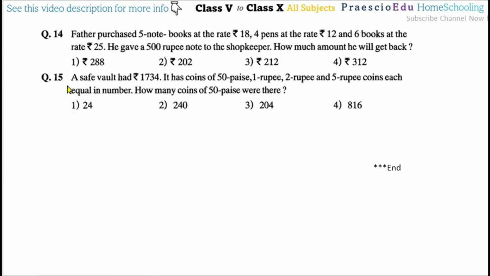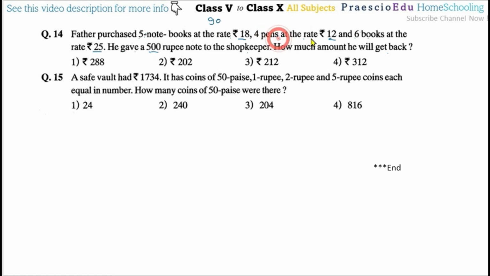Now question number 14. Father purchased 5 notebooks at the rate of rupees 18, 4 pens at the rate of 12, and 6 books at the rate of 25. He gave a rupees 500 note to the shopkeeper. How much amount will he get back? So first of all we will count the total purchase value. So 5 notebooks, each rupees 18. So 5 multiplied by 18 is 90.